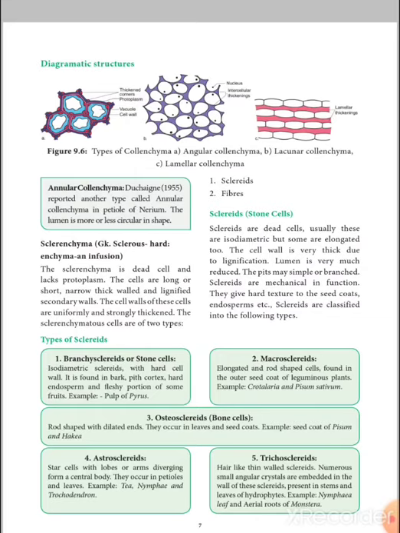The last one is the trichosclereids. Like thin-walled sclereids, numerous small angular crystals are embedded in the walls of these sclereids, present in stems and leaves of hydrophytes. For example, Nymphaea leaf and aerial roots of Monstera are examples in which trichosclereids are found.